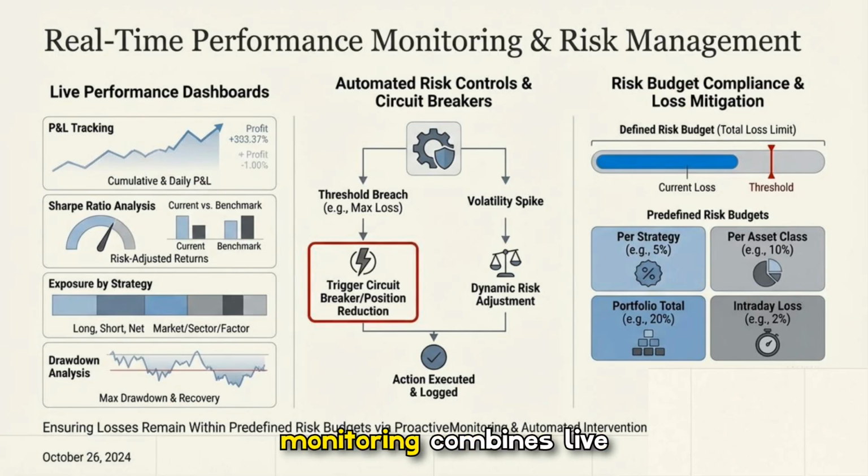Real-time performance monitoring combines live dashboards for P&L, Sharpe and drawdown analysis with automated risk controls and circuit breakers. When thresholds are breached or volatility spikes, triggers reduce positions and log actions, while predefined risk budgets enforce losses per strategy and asset class, ensuring losses stay within limits through proactive, auditable interventions.